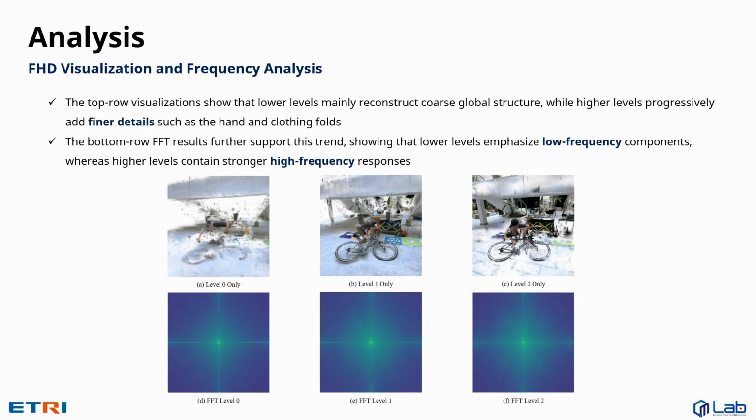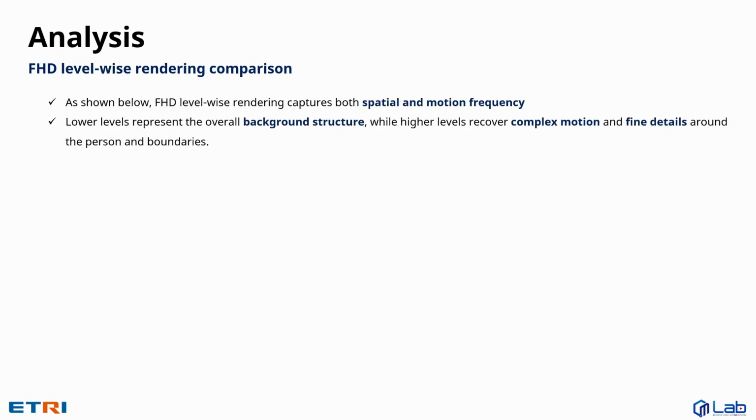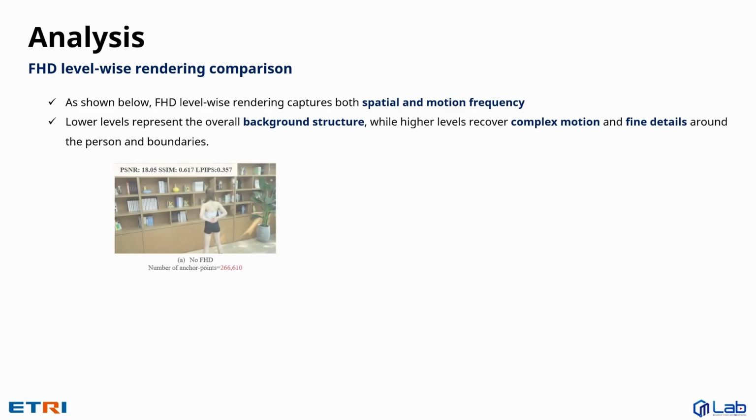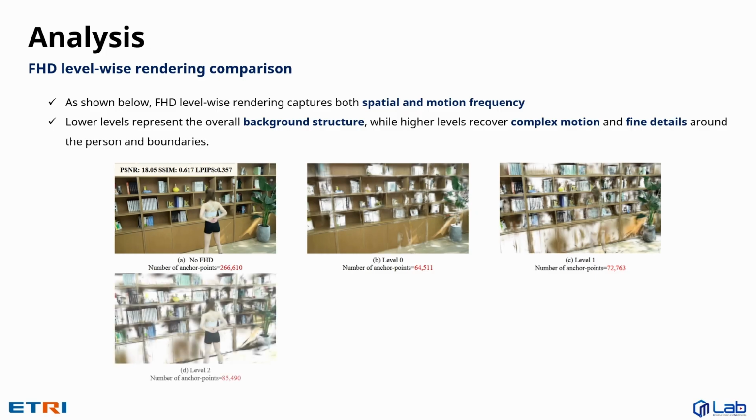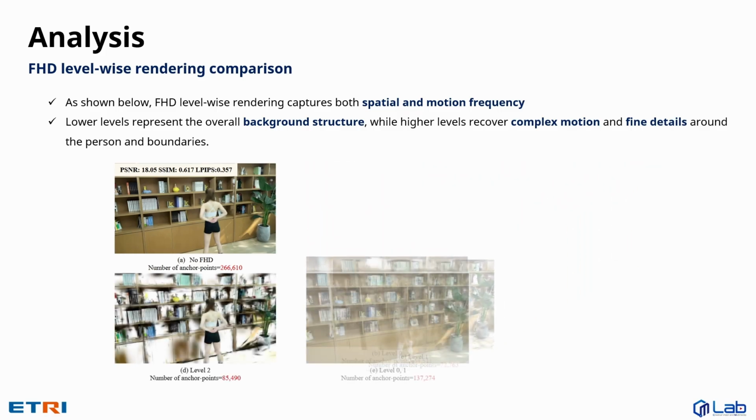The bottom row FFT results further support this observation from a frequency perspective. Lower levels emphasize low-frequency components which correspond to coarse structure. In contrast, higher levels contain stronger high-frequency responses, indicating that they capture finer details. This analysis further shows that FHD level-wise rendering captures both spatial and motion frequency. Lower levels mainly represent the overall background structure, while higher levels recover complex motion and fine details around the person and object boundaries.